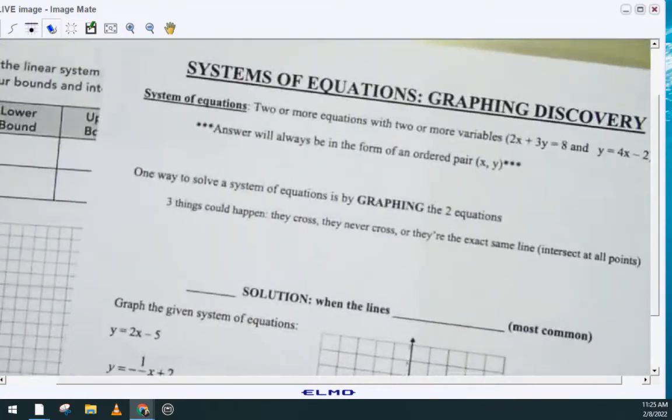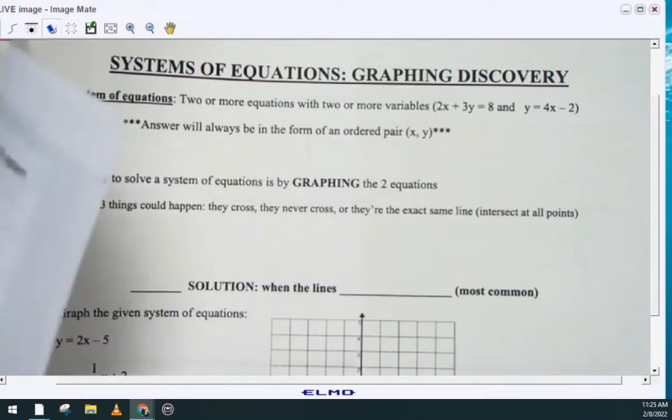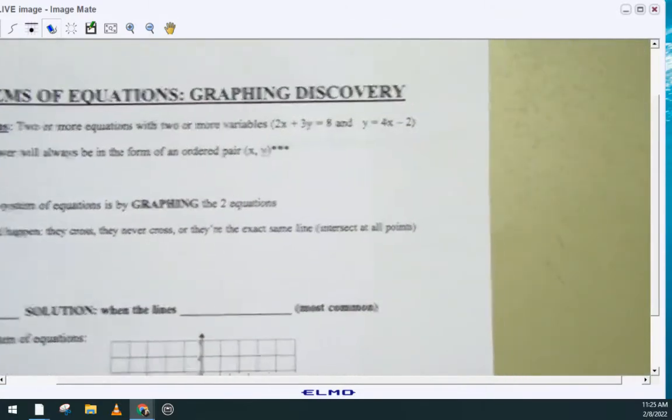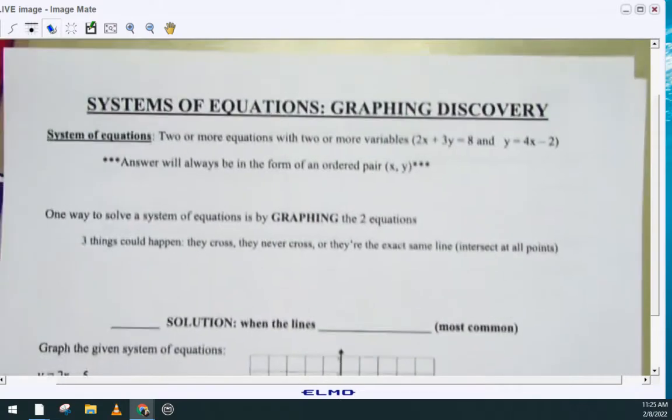It should look like this right here. Sorry, I am trying to get to my next part. There we go. Okay, so we're going to do this.